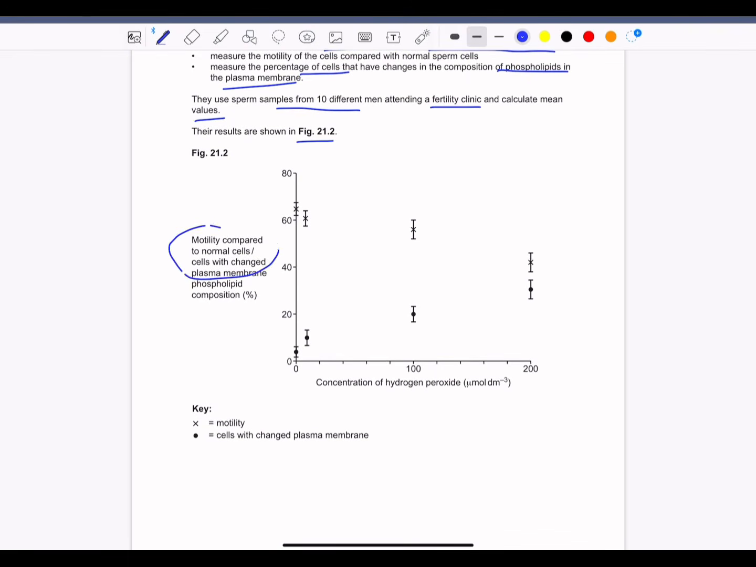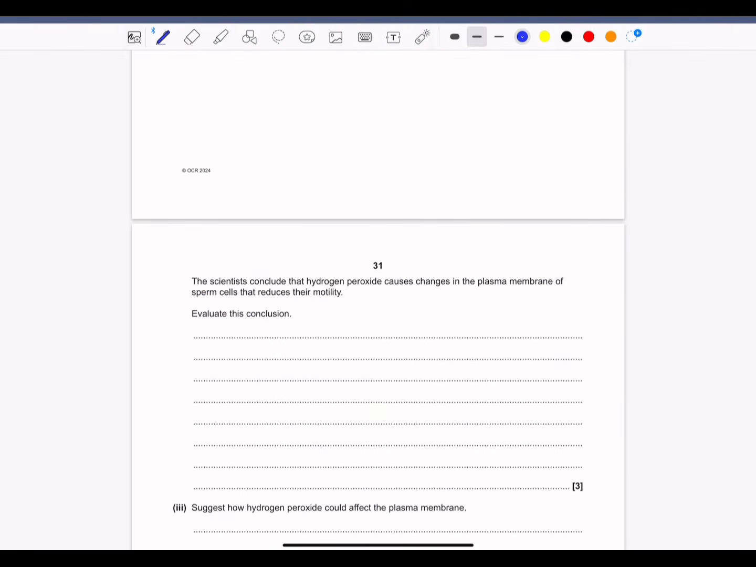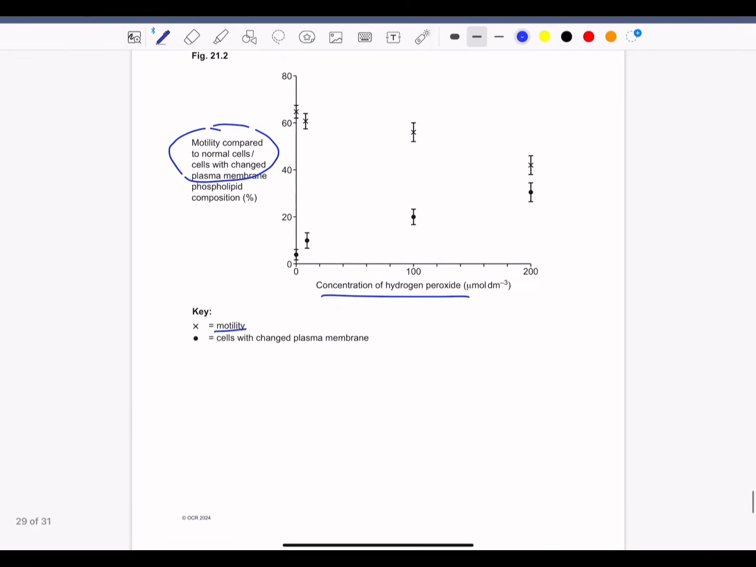Okay, so we've got motility compared to normal, with changed plasma membrane phospholipid composition as a percentage, and then concentration of peroxide on the x-axis. So here we can see that x denotes motility, whereas the dots denote cells with changed plasma membranes. The question is: scientists concluded that hydrogen peroxide caused changes in the plasma membranes of sperm cells that reduce their motility. Evaluate this conclusion. So what we're looking for over here is that higher hydrogen peroxide results in changes to the plasma membrane and a reduction in motility. Okay, so let's see if that phrase is translated up here.